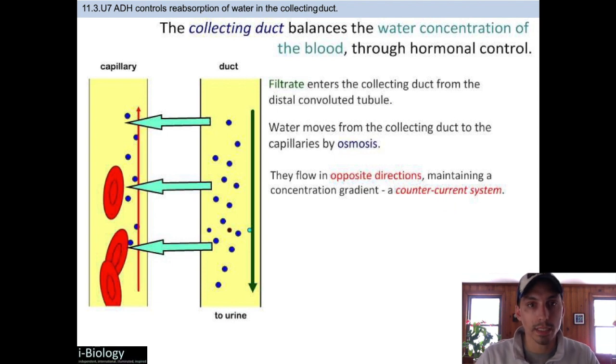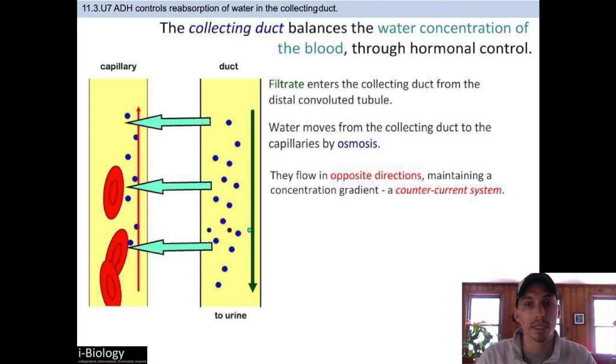That means as the fluid is moving from the top of the duct to the bottom, the blood is moving from the bottom to the top. So water moves from the duct into the capillary and then is taken away. So new blood is then exposed to what's in the duct and it can continue to pull water.